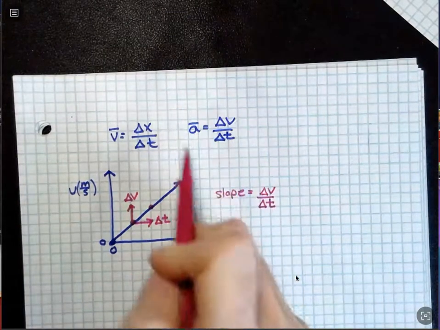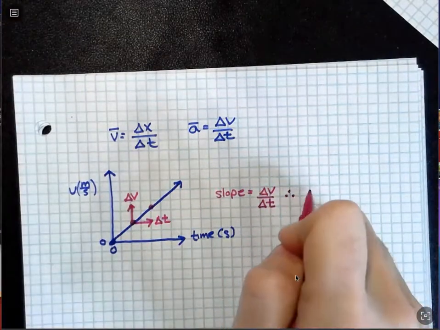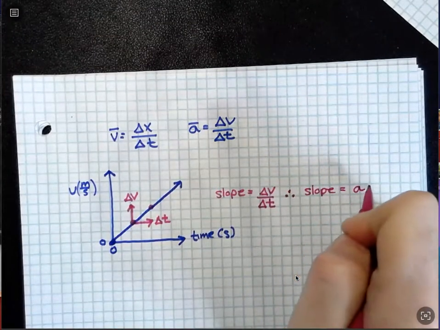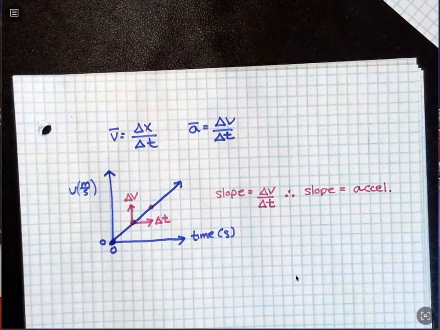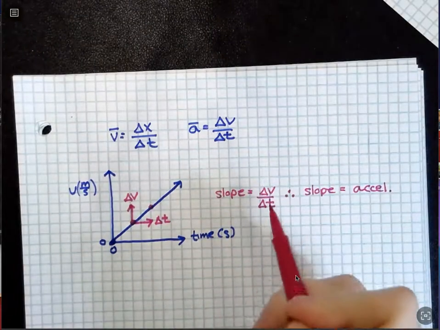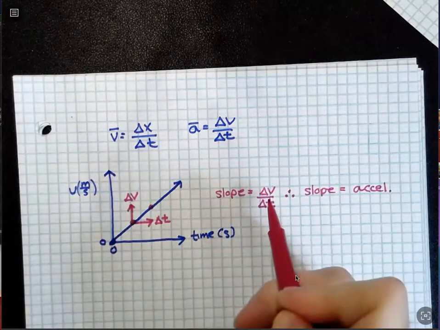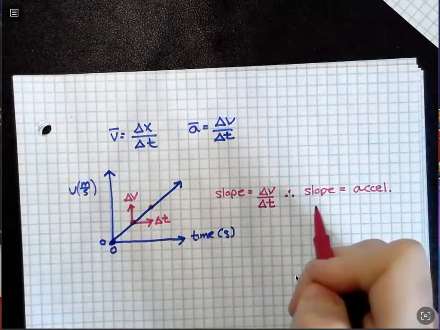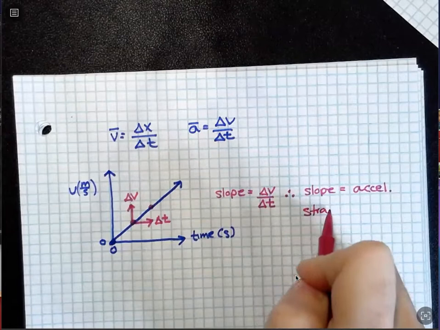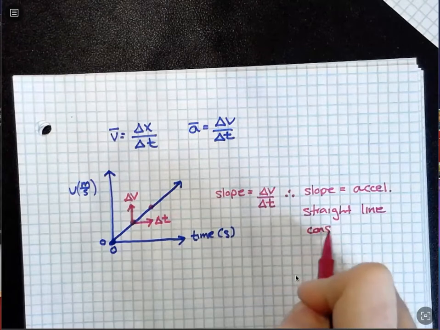We notice, though, that matches our definition for acceleration. Therefore, the slope of this graph equals acceleration. So, based on our graph alone, we've come to the conclusion that the change in velocity over change in time, as given by this straight line, is right here in this equation. And we can say that a straight line has constant acceleration.